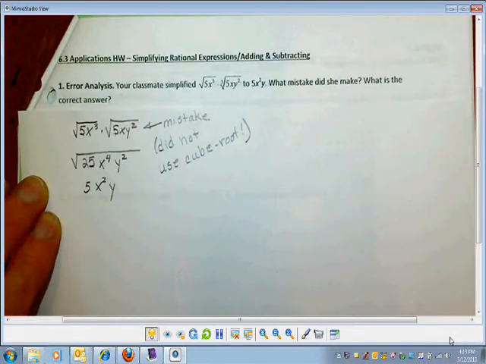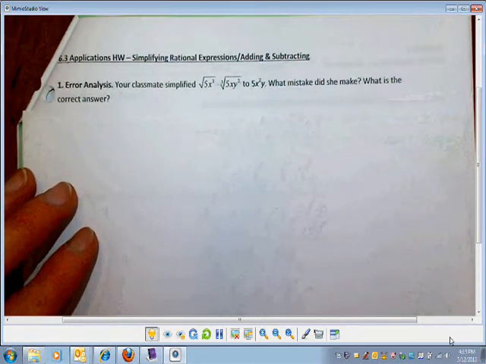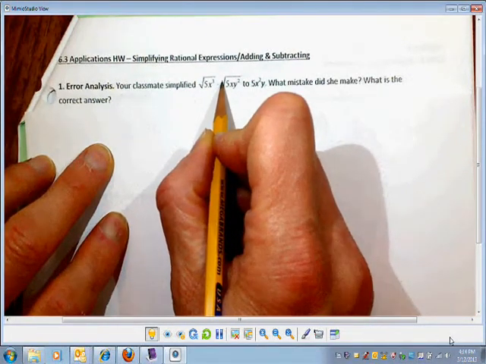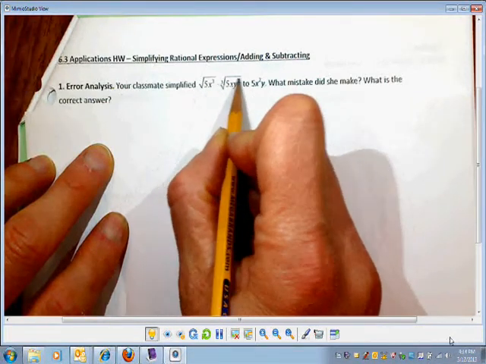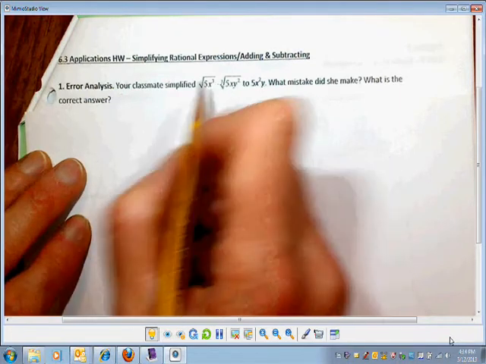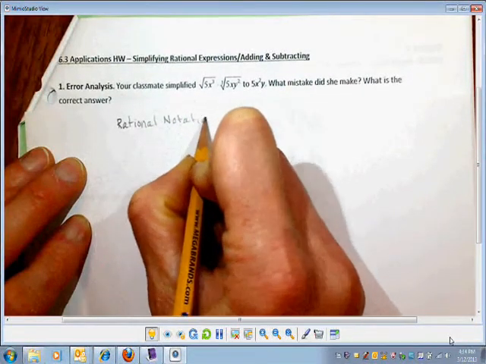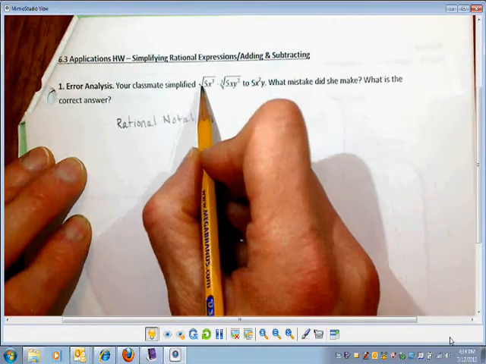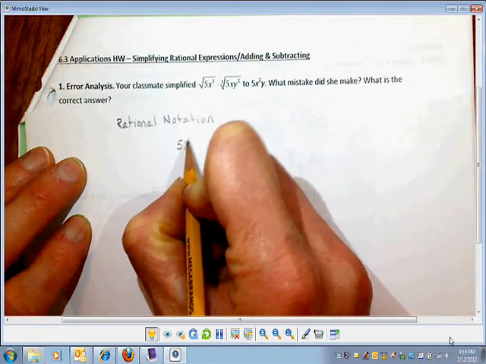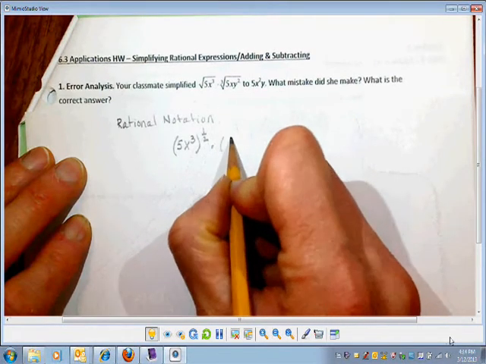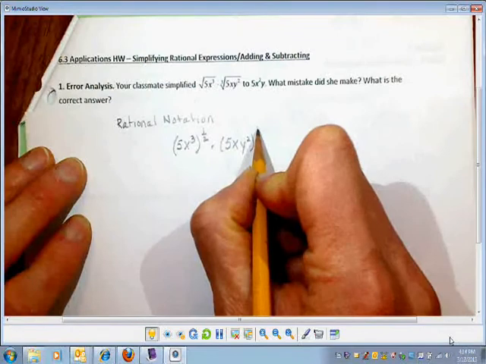Okay? So now we're given the task of trying to do it correctly. So let's try that. This is a square root and this is a cube root. Because they're different roots, I cannot combine what's underneath the radical. So to help me do this, I'm going to do rational notation. Okay? So instead of writing this with a radical, I'm going to write 5x cubed to the 1/2 power. And I'm going to write 5xy squared to the 1/3 power.